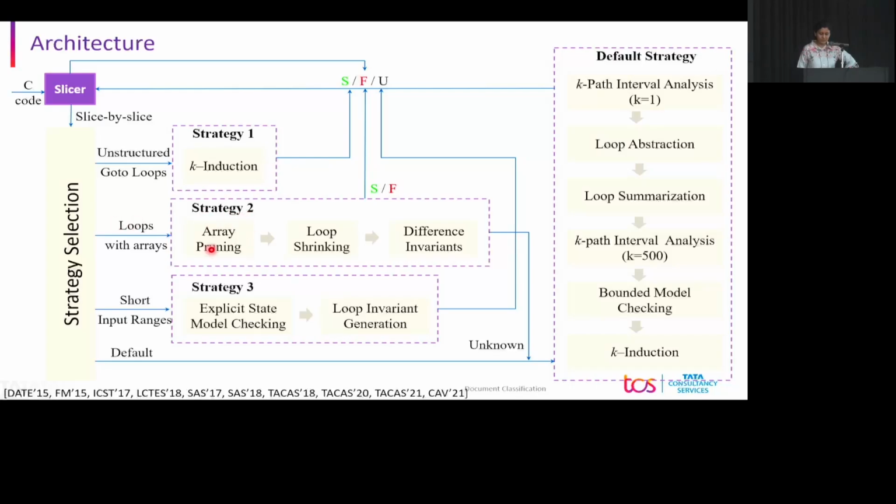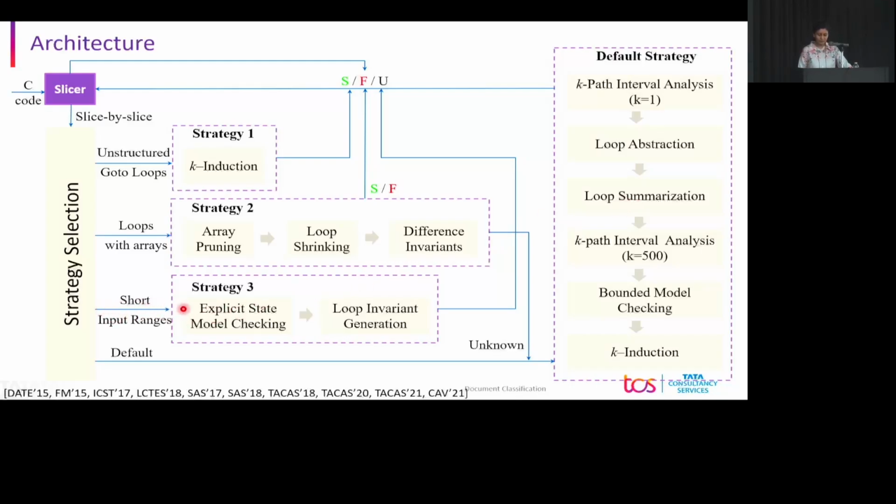Then for the second strategy, this is the sequence of techniques we apply: pruning, shrinking, and difference invariance. Difference invariance is also an induction-based technique, which proves the property for the difference between two programs. That means if a property holds for k iterations, they prove whether it holds for k+1 iterations also, for programs modifying arrays. And then we also apply the default strategy followed by that. We'll come to the default strategy.